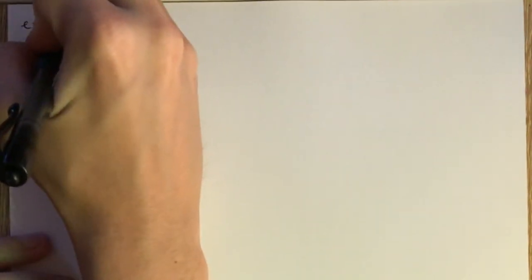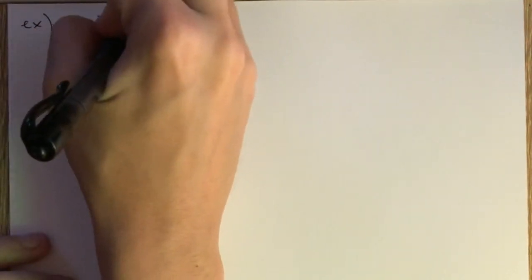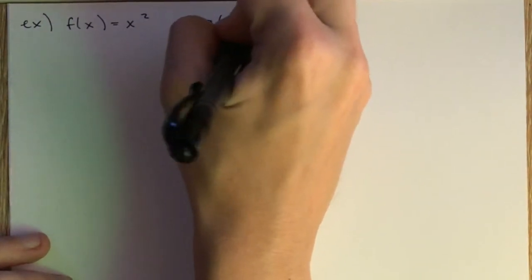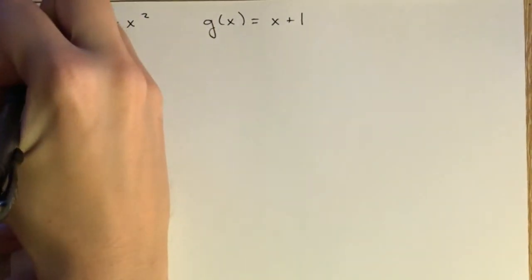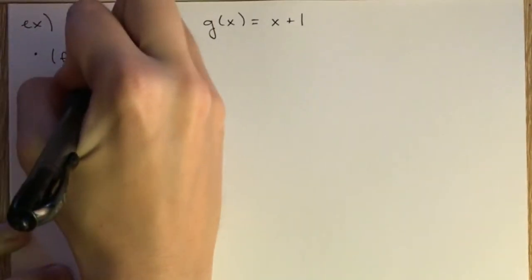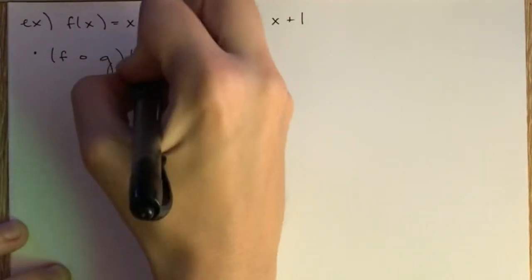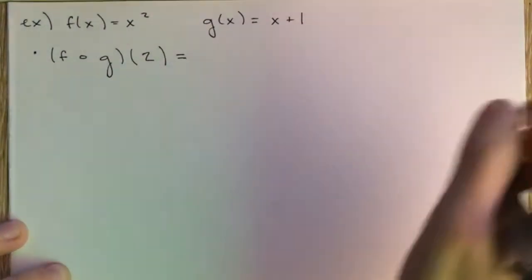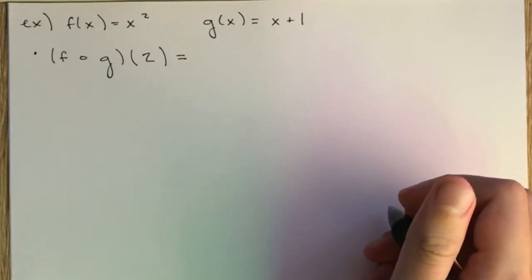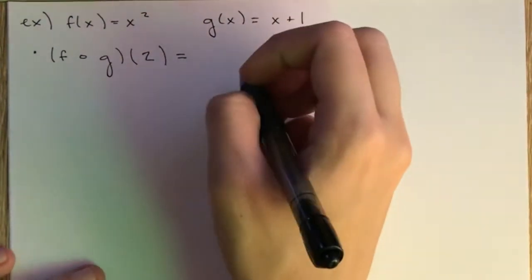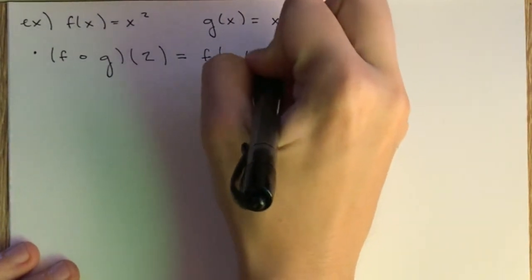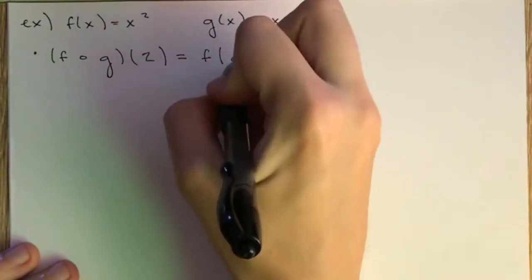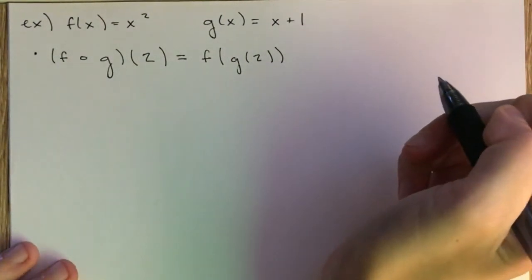Example. Let's say we have f of x equals x squared and g of x equals x plus 1. First, let's look at f of g of 2, before we look at the general x. Our definition says that this is equal to f of g of 2. Well, what do we do here? We replace less useful things with more useful things.